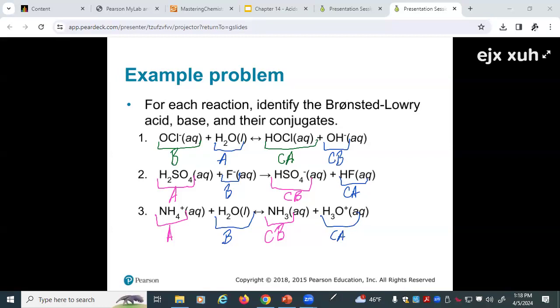So the easiest way to go through this, honestly, is try to identify conjugate pairs from the problem, and then just identify how they're different from each other. In one direction or the other, the hydrogen had to be moving. If the hydrogen is being lost, it's an acid. If the hydrogen is being added, it's base. Any questions with this example?